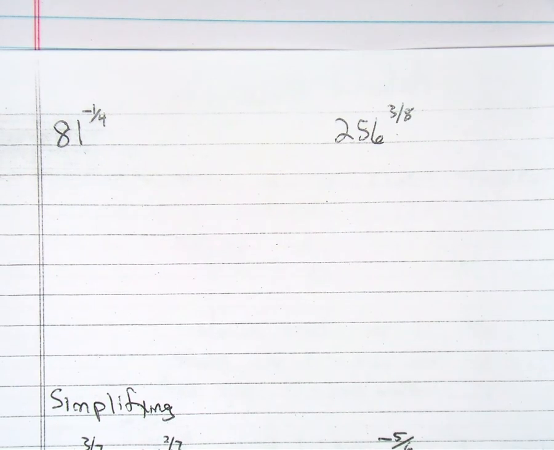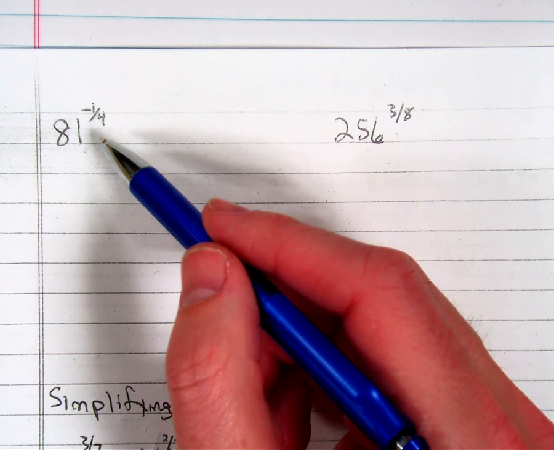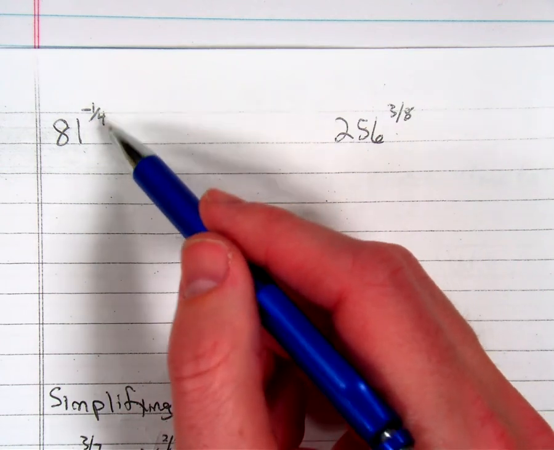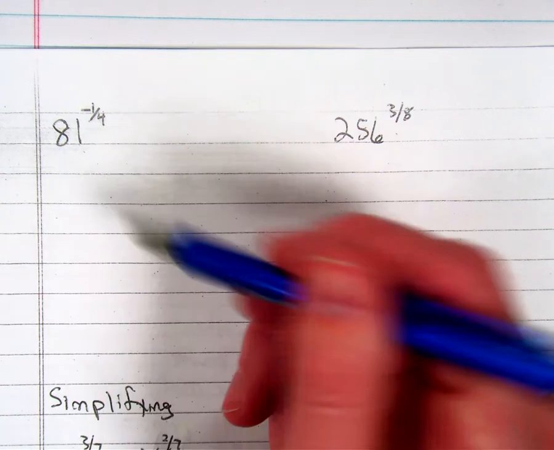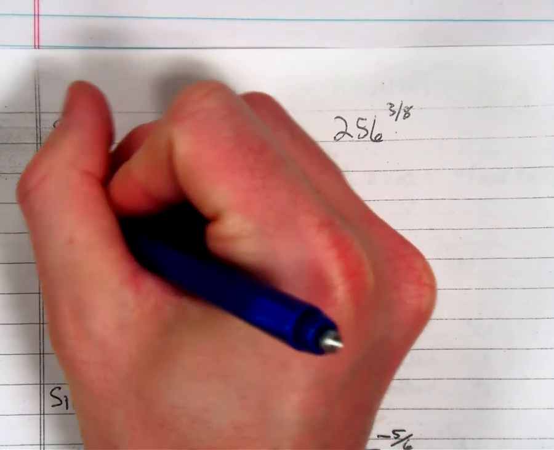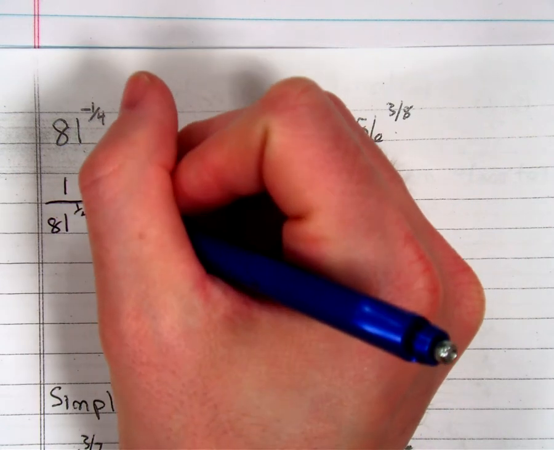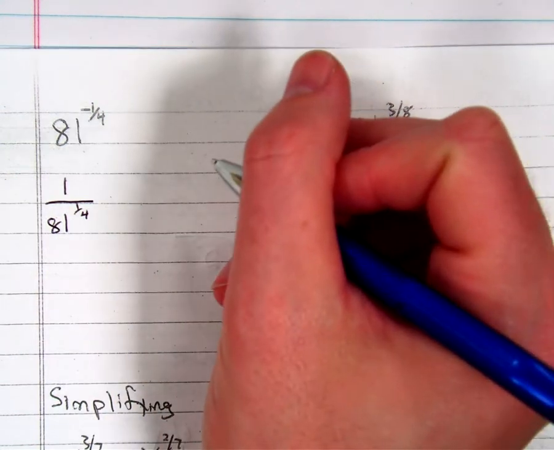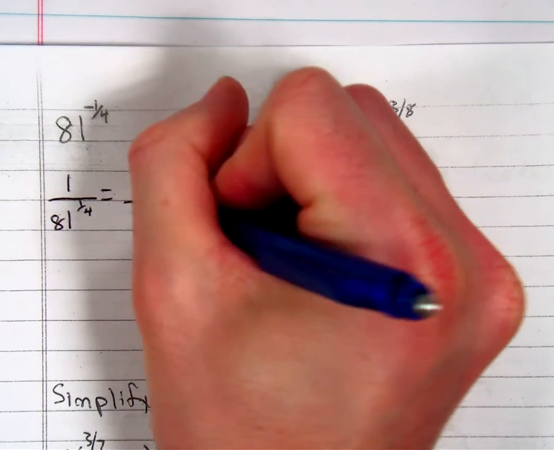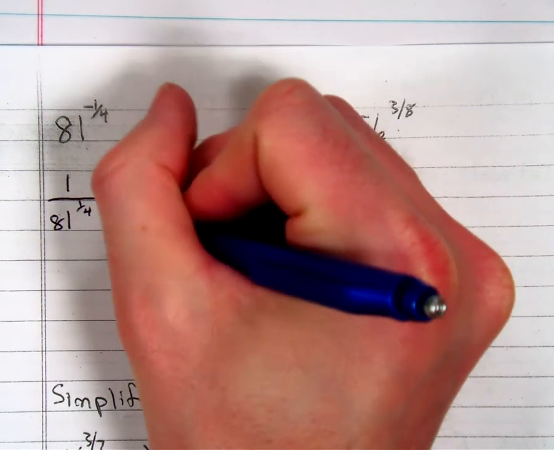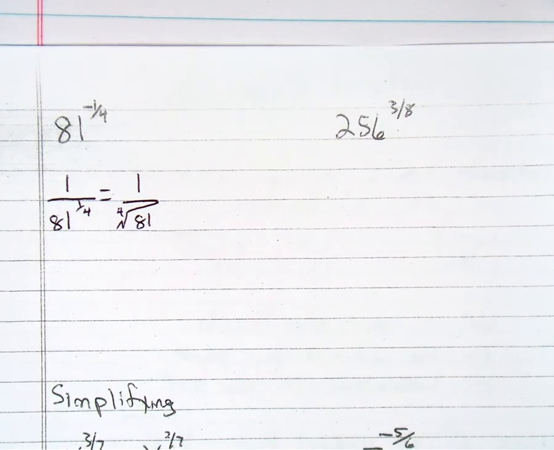Our first one that's going to be a little harder is, what if we have a negative up there? 81 to the negative 1/4. Remember what a negative means, to flip it upside down. So now I have 1 over 81 to the 1/4. And then I could write it with roots if you want, if that helps you visualize it better.